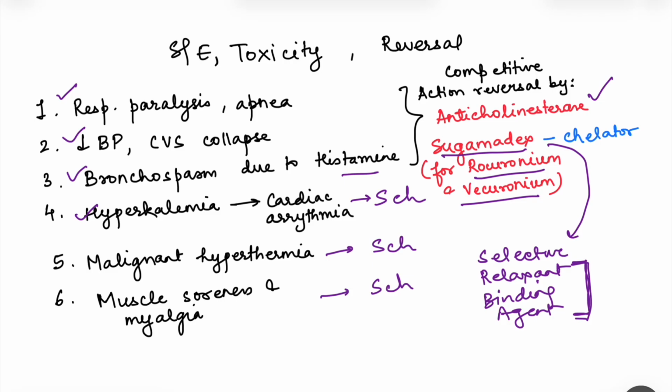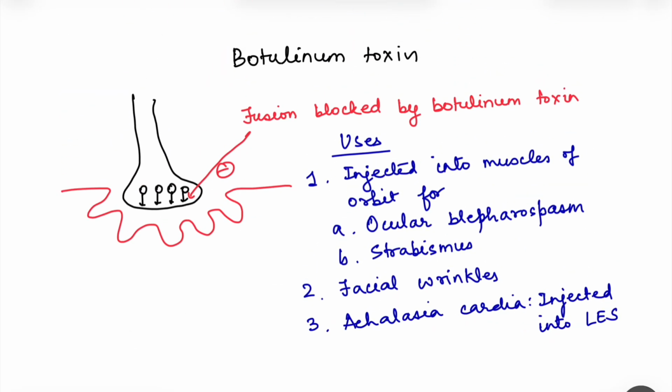Moving on to the last part, one is the botulinum toxin. So this botulinum toxin actually acts by another mechanism. It prevents the fusion of the acetylcholine vesicles to the presynaptic membrane. Thus, it prevents the release of acetylcholine, decreases the release of the acetylcholine. Because actually here there are some T-SNARE and V-SNARE proteins. It interferes with that and prevents the fusion of the vesicles.